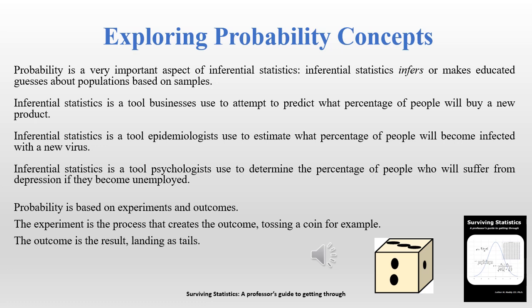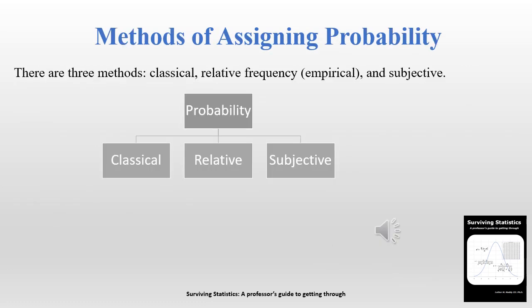The experiment is the process that creates the outcome, such as tossing a coin or throwing some dice. The outcome is the result, such as landing on tails or getting infected with a virus or not. When we're working with statistics, there's 3 different ways of assigning or choosing what the probability will be. We have the classical, the relative frequency, sometimes called the empirical, and the subjective, and we'll explain this in the next few slides here.